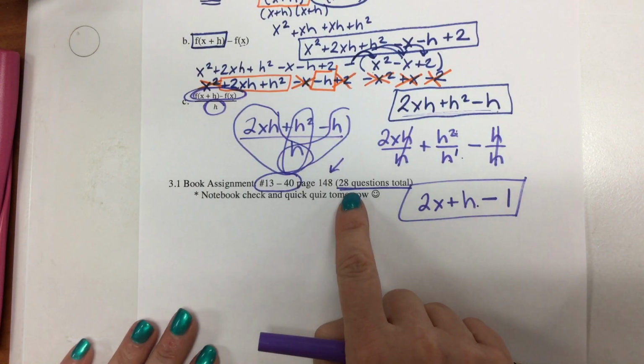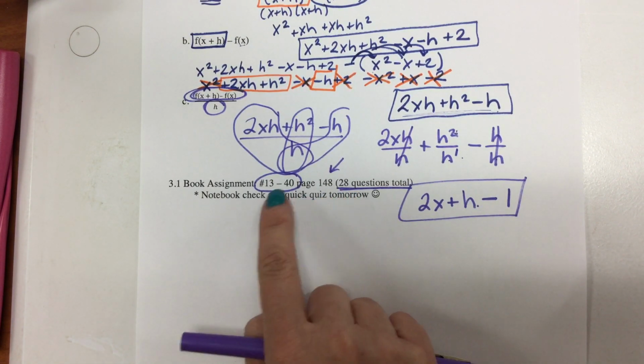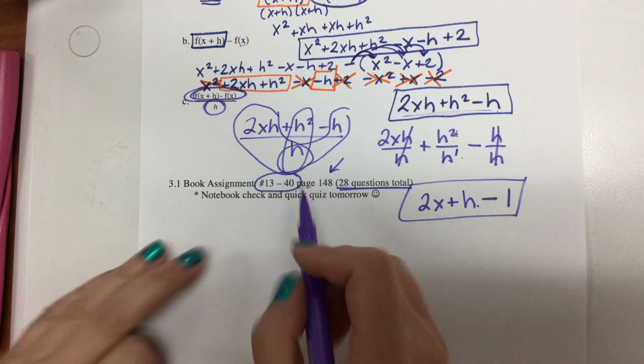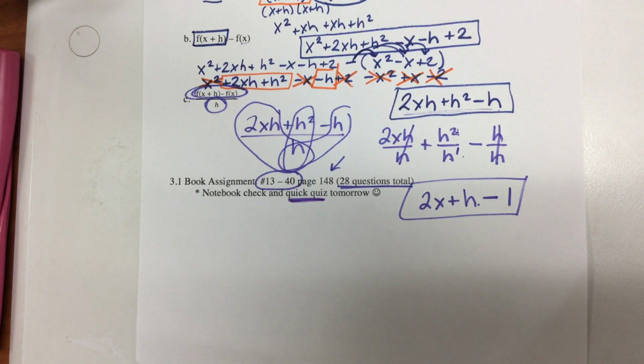So again, your assignment is 28 questions, page 148, 13 to 40, and then there is a quick quiz to complete. Quick quizzes just go over the basics. I want to make sure that you understand the key concepts for the day.